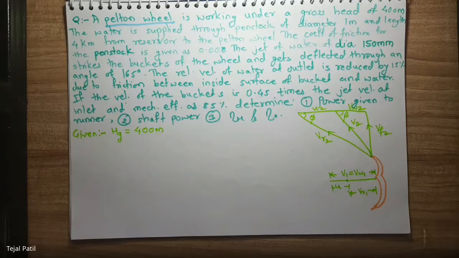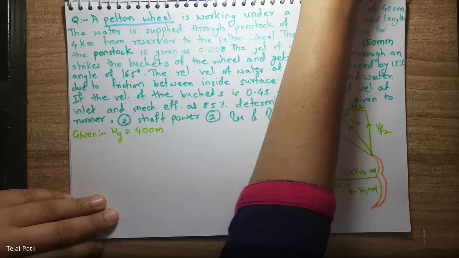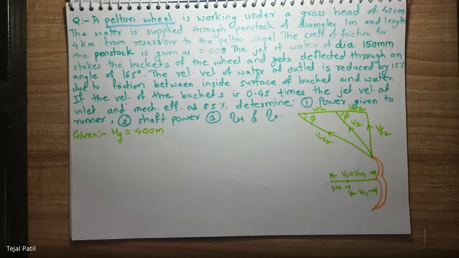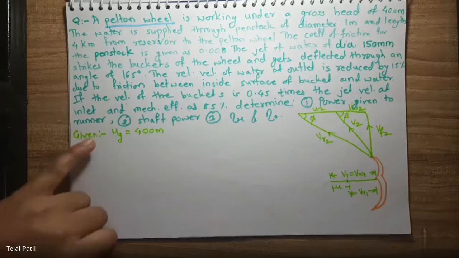Okay. Even if it is wrong, fine. No issues. But at least you should try. Adarsh? Vertical distance between headrace. Yes? Vertical distance between headrace and tailrace. Okay. Vertical distance between the headrace and tailrace, that is the gross head.